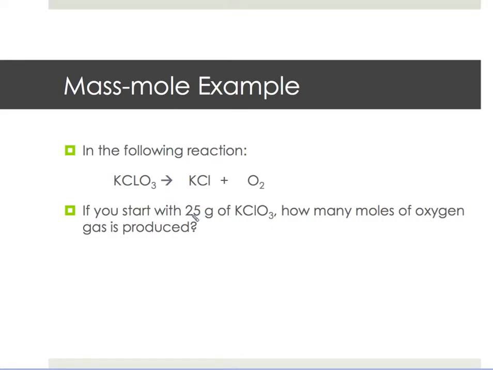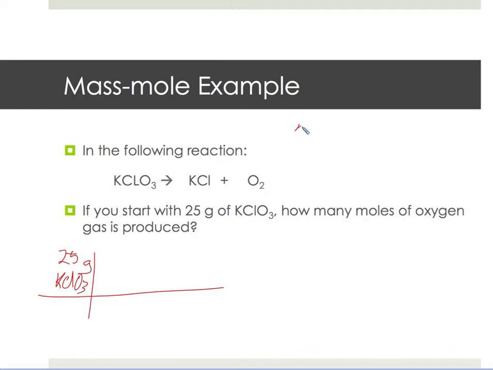Okay, now we can do the opposite. We can go from grams of something to moles of a different substance. So here we have potassium chlorate breaking down into potassium chloride plus oxygen. So if I start with 25 grams of potassium chlorate, how many moles of oxygen gas will be produced? And so here we go. I'm starting with 25 grams of KClO3. I have to get to moles of oxygen.